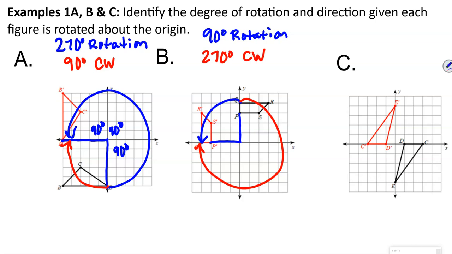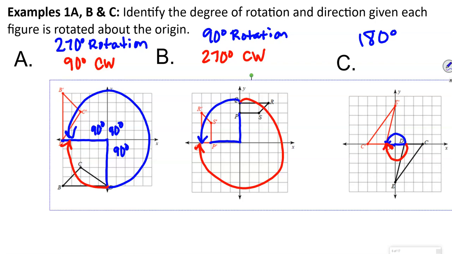So our next one, again, we're going to go from the origin to D and from the origin to D prime. That's a straight line, right? And again, how many quadrants did we move? We went from D to D prime, so we went 2 quadrants, right? So that would be 180 degrees. And no matter which direction you go, it would be 180 degrees. So this is a 180-degree rotation. And with 180-degree rotations, we don't need to say counterclockwise or clockwise, okay?